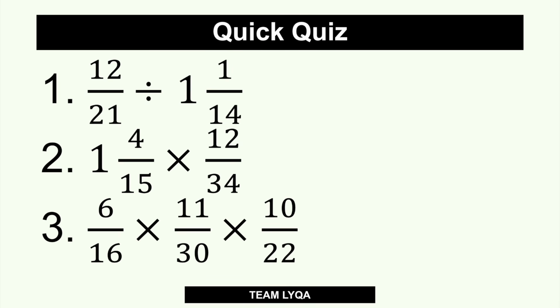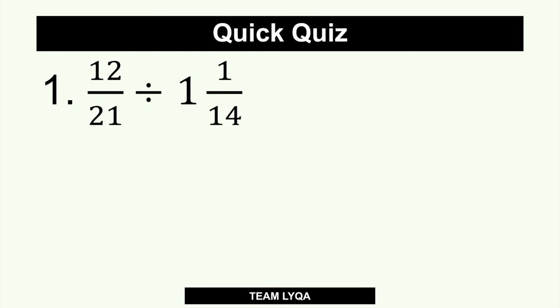Alright, let's see how you did. Okay, let's start with number 1. 12 over 21 divided by 1 and 1 over 14. Okay? So again, just make sure that you are careful with all of the things that you have to cancel. Actually, ako rin medyo careless din ako minsan, so I try to be wary of that. So, let's try to do what we need to.